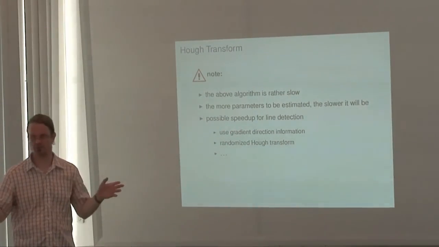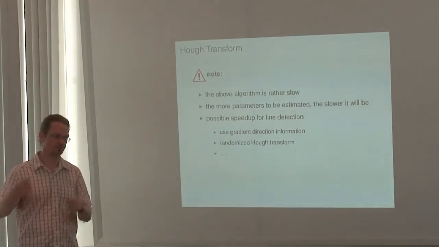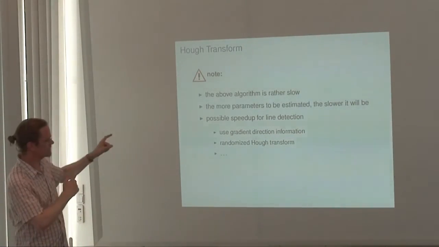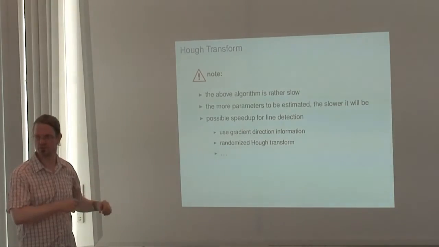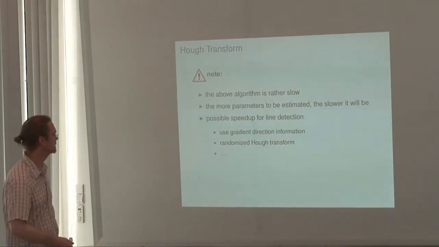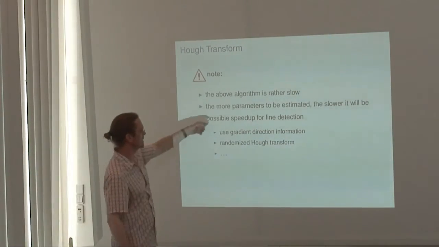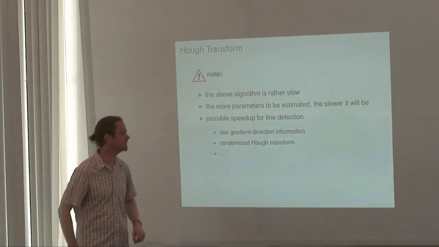It works for everything. Any mathematical equation in x and y can be turned into Hough transform object finding. But the more parameters there are, the slower this algorithm will be.